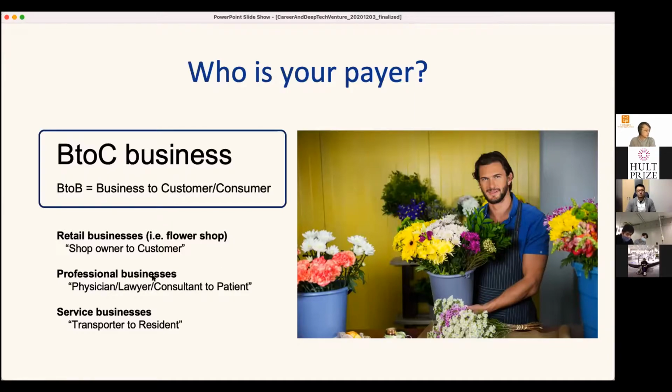And the other examples are the professional businesses such as the physicians, lawyers, and consultants, and they serve their clients. So not necessarily a patient, the clients like a patient or other people. So this is B2C. And the service business is like a transporter to resident. So like the Kuroneko Yamato, delivering the Amazon stuff to your home. The Kuroneko Yamato is a business and you are the customer, consumer. So this is a B2C business.